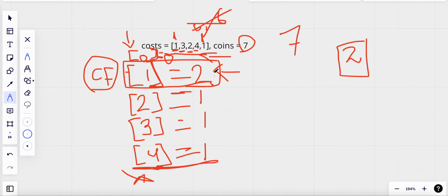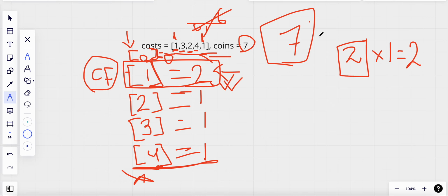Which means 2 ice creams cost 1 coin each, and the total amount, the resulting amount, would be equal to 2 times 1, which is equal to 2, right? So since our total number of coins available is 7, which is greater than 2, we can buy these ice creams. So now our resulting coins is equal to 6.